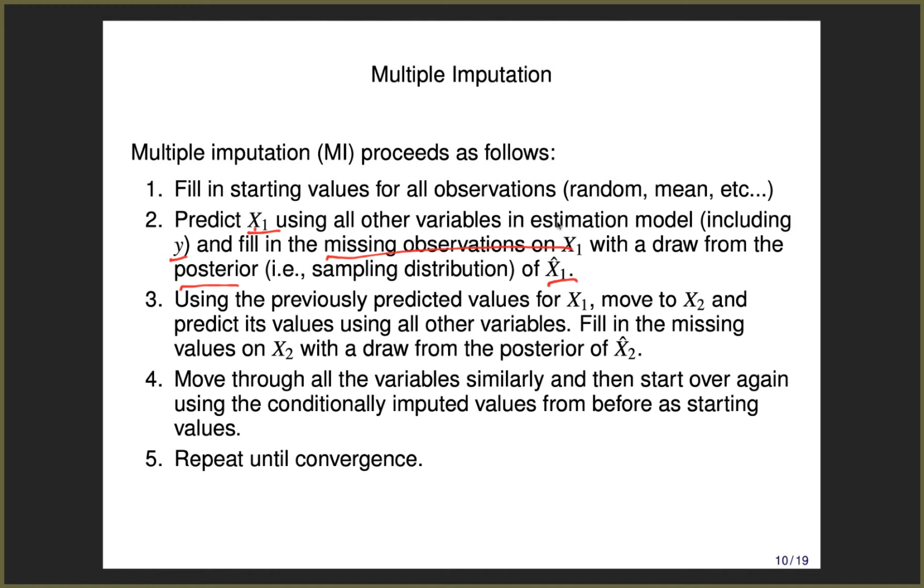So using the previously predicted values for x1, we move on to x2 and proceed in a similar way, moving all the way through the data set, imputing all of the variables in the model. We start over again using all of the imputations from the previous period and try to improve on those. This is an iterative process that moves through the data several times, each time trying to improve the nature of the imputed values. We do that until the model converges, that is, until we're basically drawing from the same set of points for every missing data point each time.